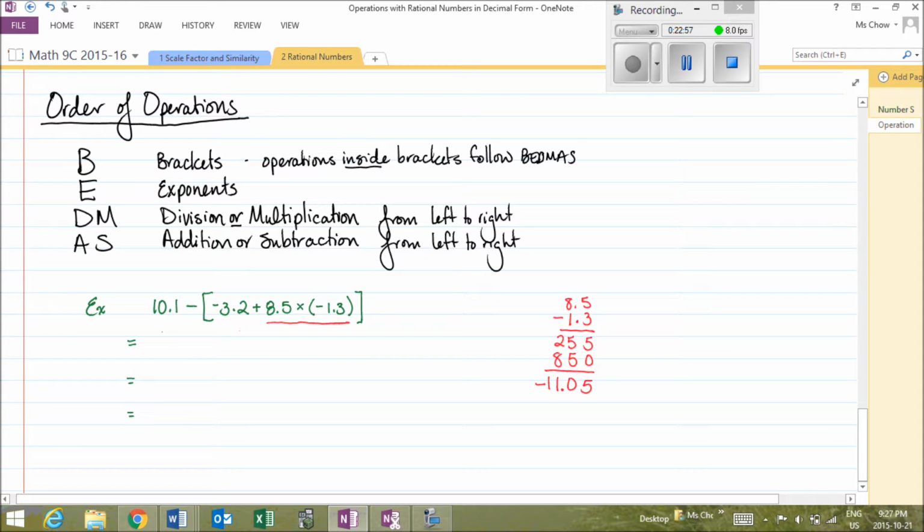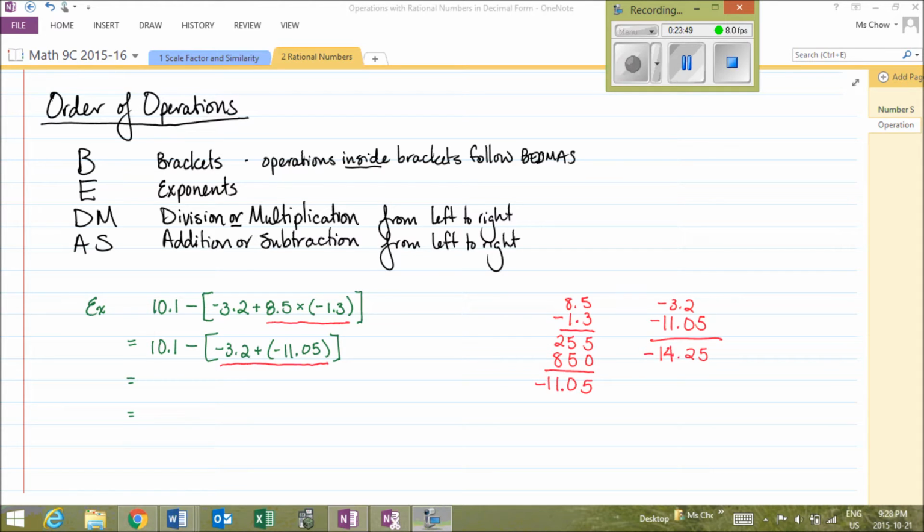So when we rewrite this as the next step, I want to write everything in order and just replace the operation we've done with the simplified form. So our new and improved question: 10.1 minus negative 3.2 plus negative 11.05. So next operation then, we still have that bracket. So at this point we want to add negative 3.2 plus negative 11.05. So again, hit pause and please complete that operation of negative 3.2 plus negative 11.05.